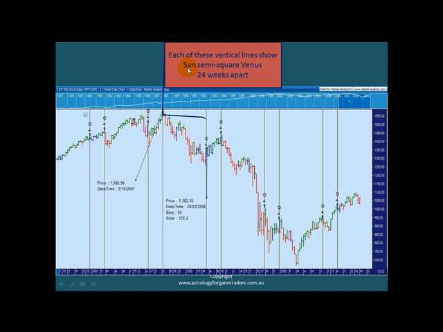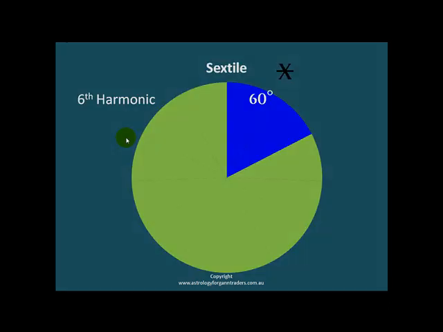Let's have a look. I've actually plotted these lines in the Sun semi-square Venus, and these are 24 weeks apart. So again, you can see a nice pattern in here, and this is part of the exploration of understanding these aspects, and that's why having the basics can help you. Again, I'm sort of repeating myself, but that's the whole aim of getting a feel for these harmonics or these aspects, and what they mean in terms of planetary alignments for your markets.